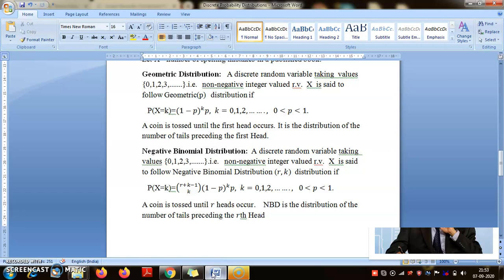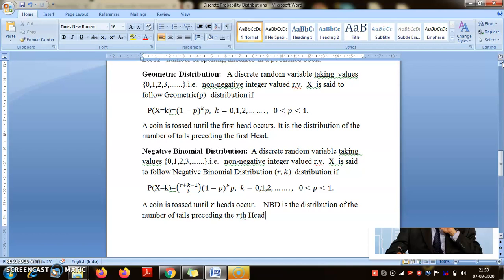Hello, today I am going to continue my discussion on discrete distributions, that is, distributions where the support of the probability distribution is countable. That is, it can be finite or a countably infinite set. We have discussed Bernoulli, binomial and Poisson distributions, and today I am going to discuss geometric and negative binomial distribution.